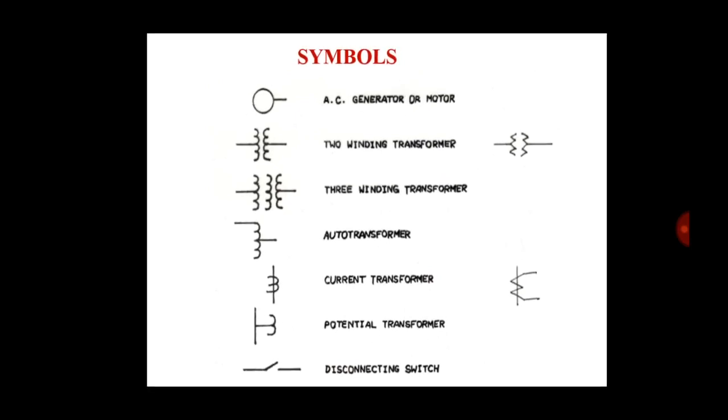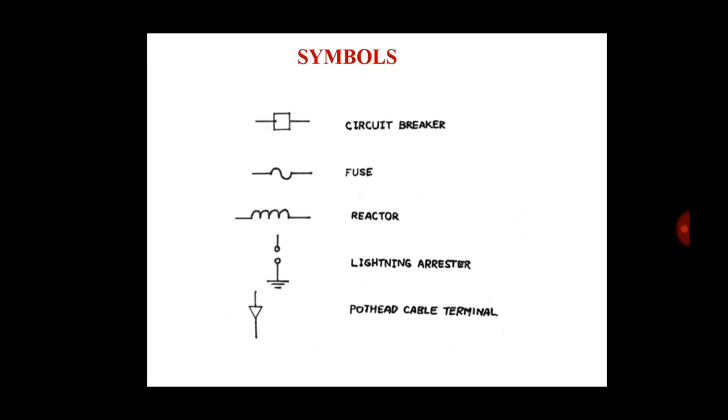Next is circuit breaker, fuse, reactor, lightning arrestor, pothead, cable terminal. Here I wrote some symbols of power systems. You already studied a number of symbols of components in the previous semester. All components we use as per our study.